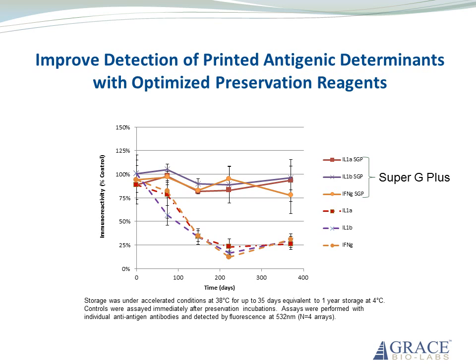This is an example where we have monitored spotted cytokine antigenicity over time, with and without protein preservation reagent. Without effective preservation, 75% of the spotted cytokines lost antigenicity in less than 200 days. With our preservation buffer, we retain 100% antigenicity over the course of a year.